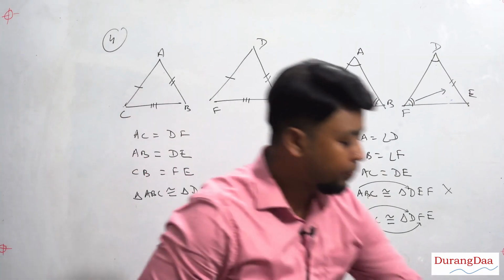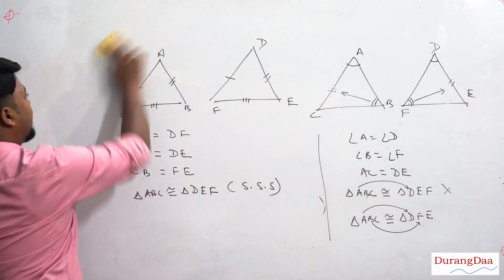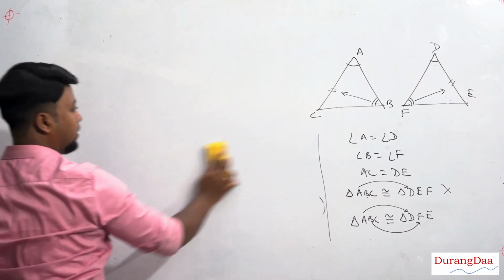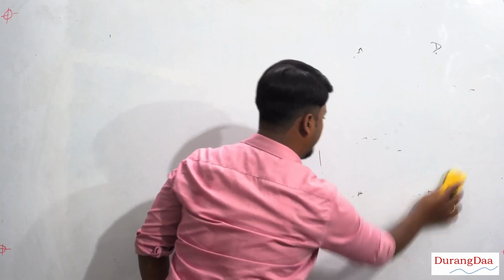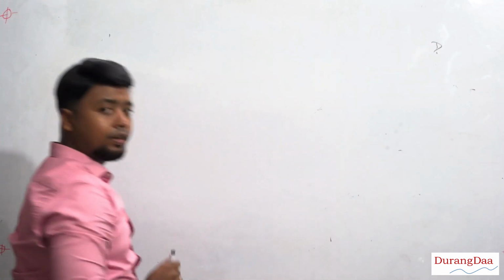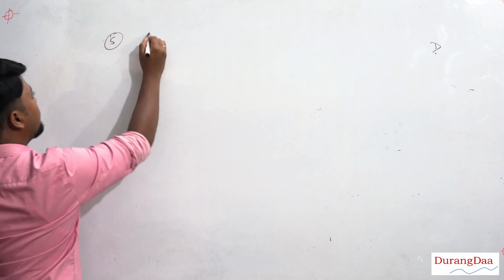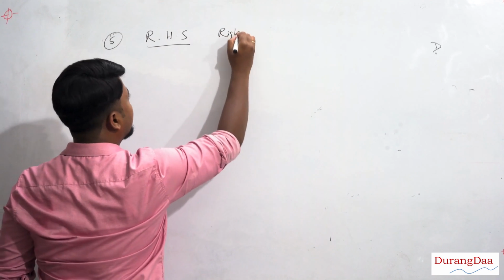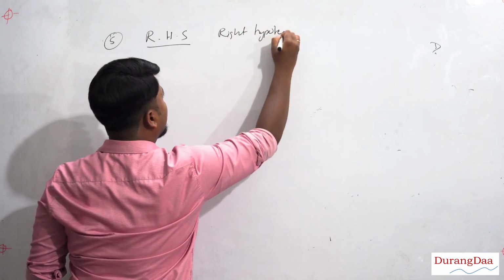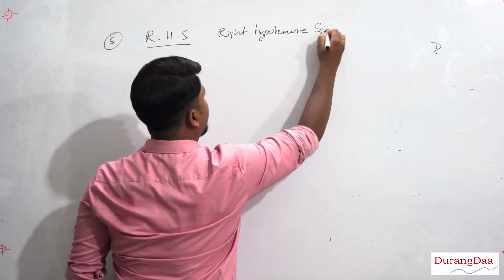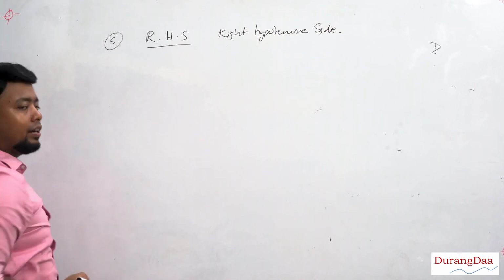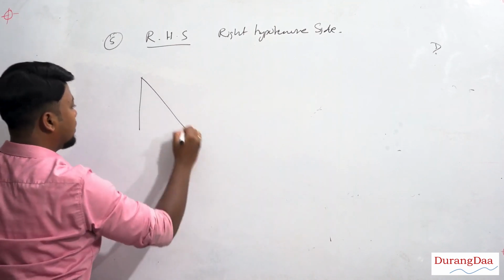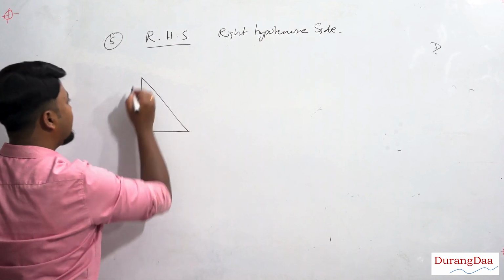And the last one, the fifth way to prove two triangles congruent, is by RHS. Let's see what it is. This one is also very interesting. Fifth number, proving two triangles congruent by RHS. That means right angle, hypotenuse, side. So this will be valid only for the cases of right angle triangles. That means both the triangles have to have 90 degrees in them.